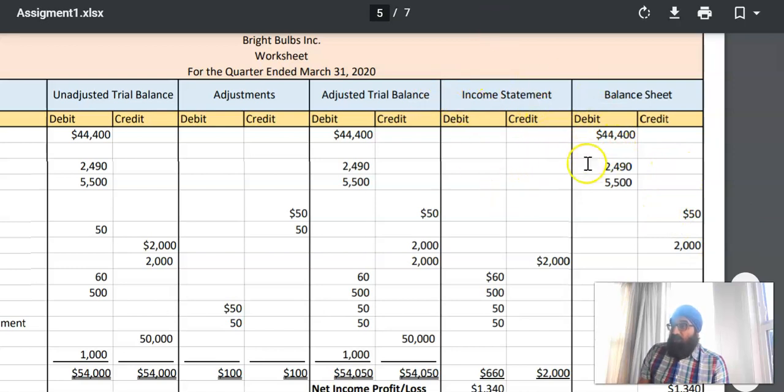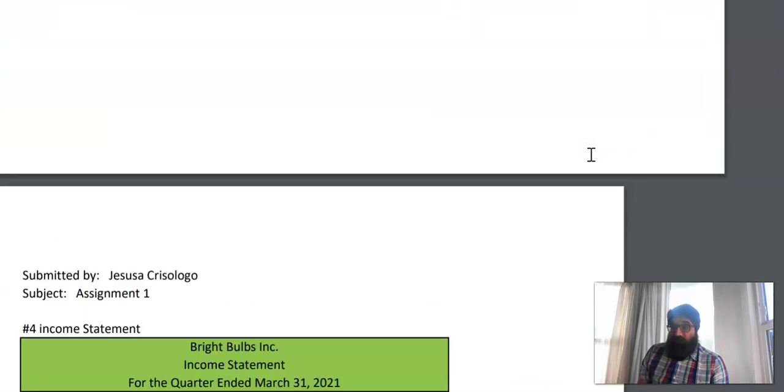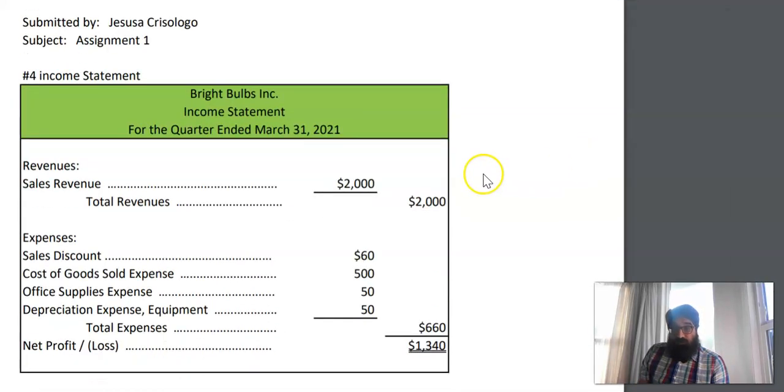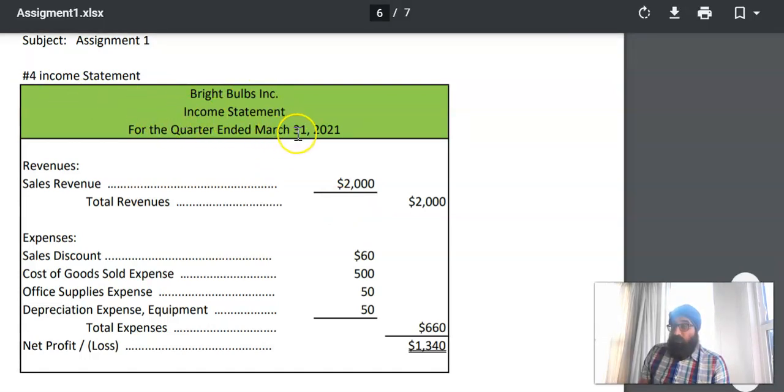This is not a complete income statement, nor is it a complete balance sheet. You actually want to have the three headings, very important. You want to have the proper structure, and you want to keep it as organized as you can. So if you look here, this is a really nice looking income statement. Again, it clearly states the name of the business, the nature of the financial statement, and for the quarter ended, right? So we know it's covering a 3-month period starting from January 1st to March 31st, right?